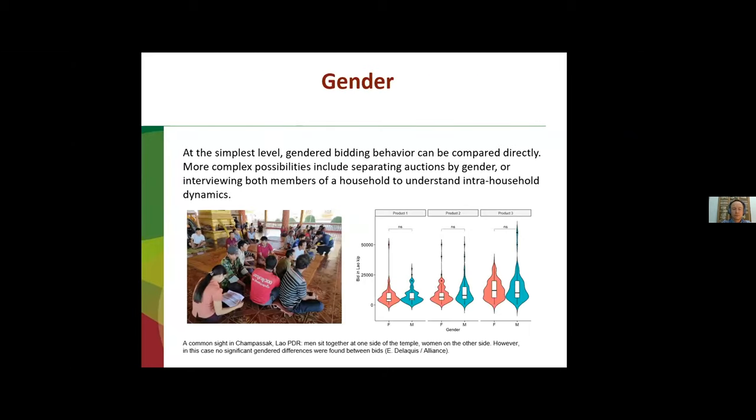Thinking about gender at the very simplest level, we can separate male and female bids and compare them, like this example on the bottom right. In this case, there was no difference between male and female bids for all three products that we tried. But there are also more complex approaches. We can separate genders and run auctions for men and women separately, or we can interview both members of the same household and try to unpack what the differences are in preferences and behaviors between both sides of the household. So there are different options.